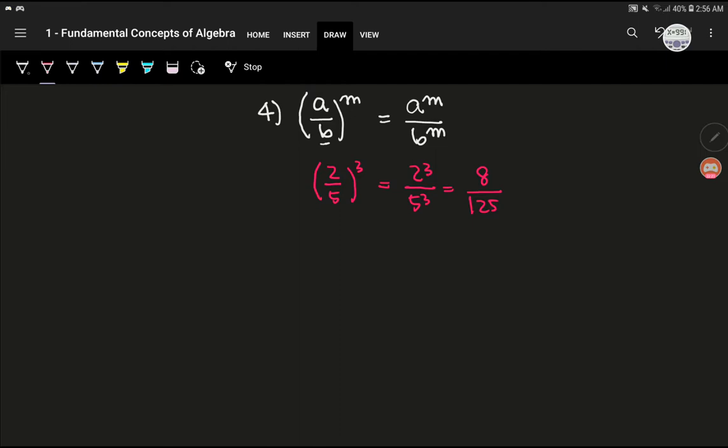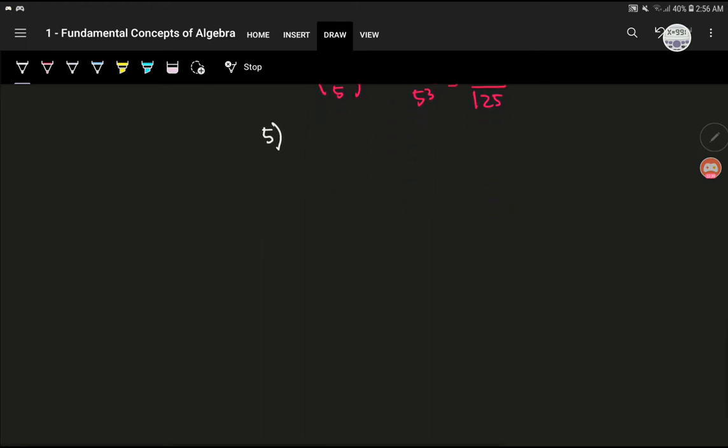Okay, the last two laws of indices actually have the same form, but with different conditions. So I introduce the fifth law first. The fifth law is a to the power of m over a to the power of n. So when we have two indices with the same base and different indices, in the form of a ratio.